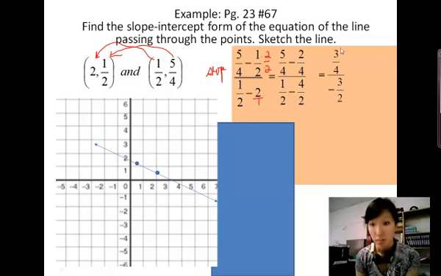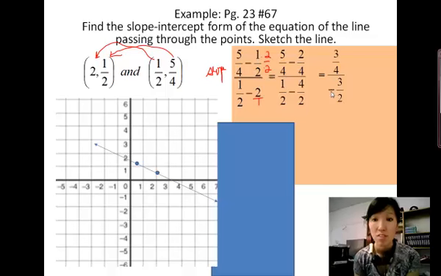Alright, so now I can subtract the tops. So when you're subtracting with common denominators, just go straight across the top. 5 minus 2 is our 3, and then throw that over our common denominator. 1 minus 4 is negative 3, and then over 2.